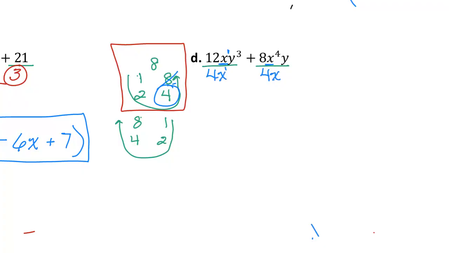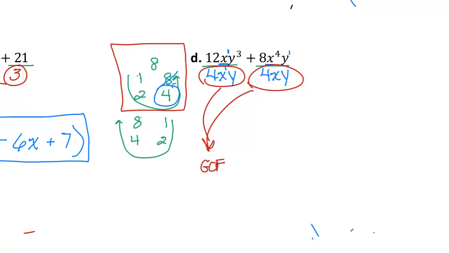And I have a y to the third and a y to the first. How many y's can I divide out from both of them? Only one. So that is 4xy. And remember, it has to be common to both. So this is your greatest common factor. This is my GCF. And again, you have to be careful in what they're asking you. If they want the greatest common factor, you only write that one factor.